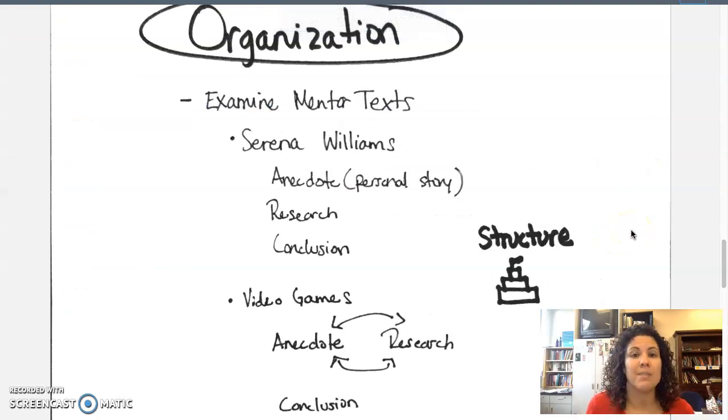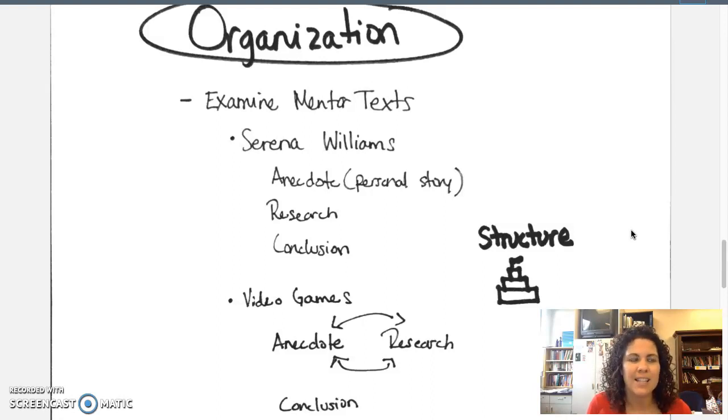First thing you want to do is maybe go back to those mentor texts. Go back to the Serena Williams and the video game story and see how they set it up, because they do it differently. Serena Williams starts with her anecdote and then transitions to her research and then transitions to her conclusion. She has very clear block structure.